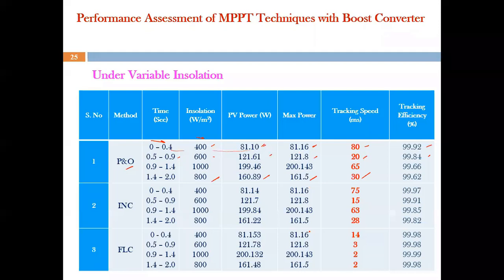If you observe, compare the first one with the FLC at 0.04. The terms and conditions are the same. We got 80.153, 81.153. So here 81.14, 99.98. Even in partial shading condition 0.5 to 2.9, at 600 watt per meter square, 121.78. Here 121.61, 121.7.